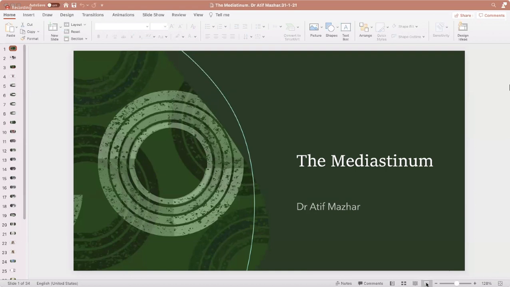Today we'll be talking about a very important concept, and that concept is about the mediastinum.